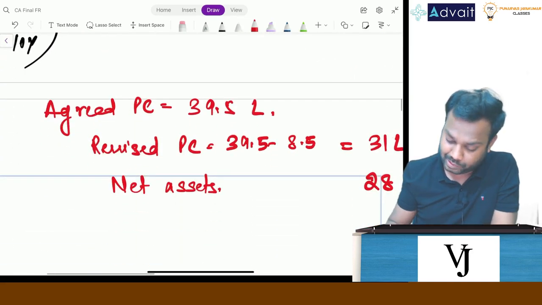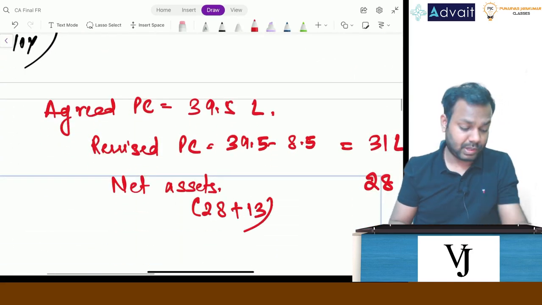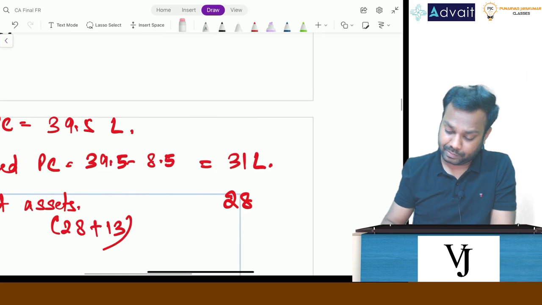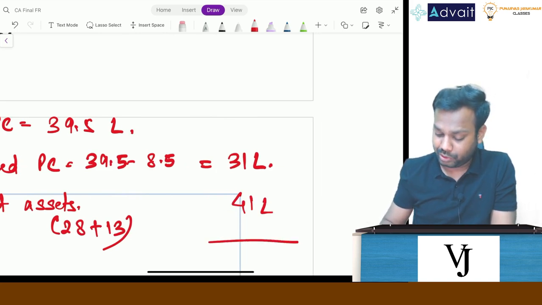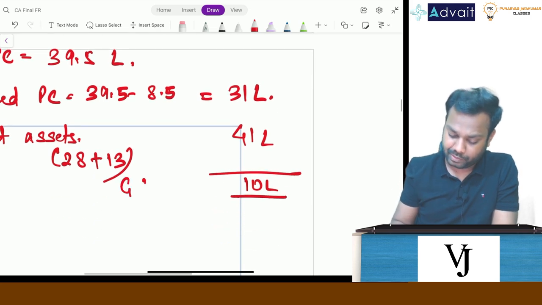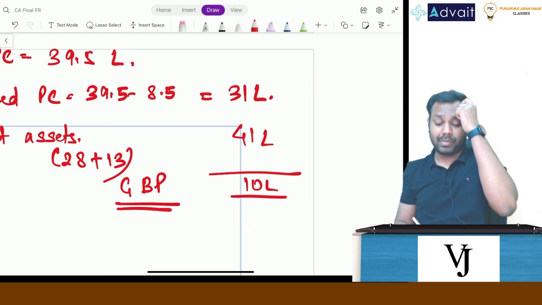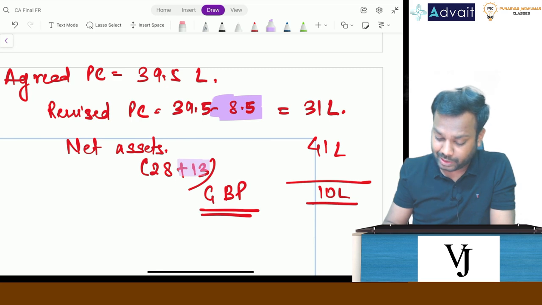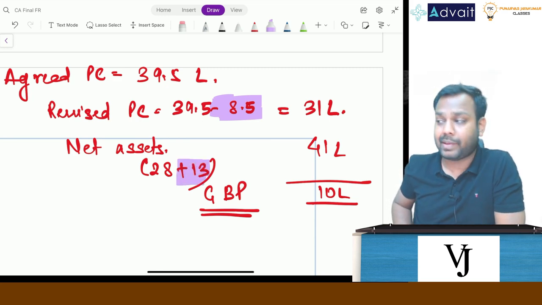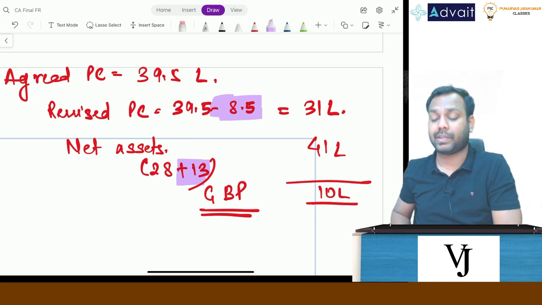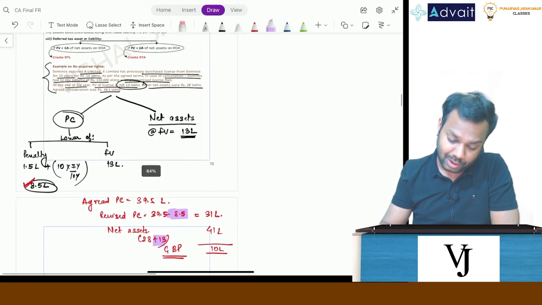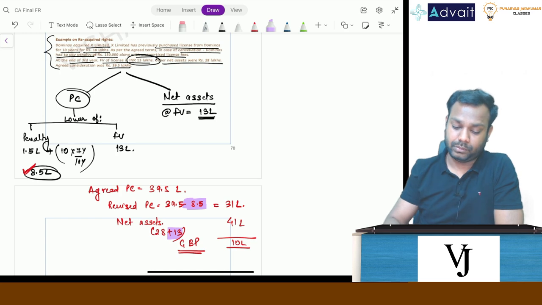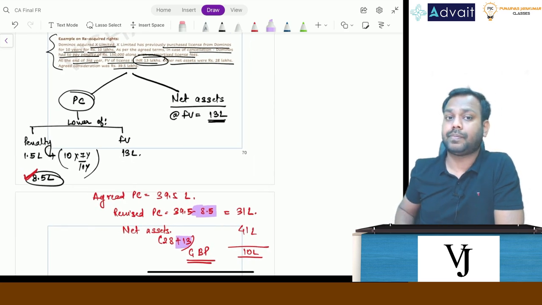28 plus 13 is 41 lakhs. So 10 lakhs is your gain on bargain purchase. So this is the treatment. Again, I am highlighting it: minus 8.5 plus 13 is the treatment of reacquired rights. I believe that is clear to all of you. Come on, guys, please confirm. If you want, you can still have a look at it from a detailed perspective, whether it is clear to all of you or not. Please confirm if it is clear, everyone.